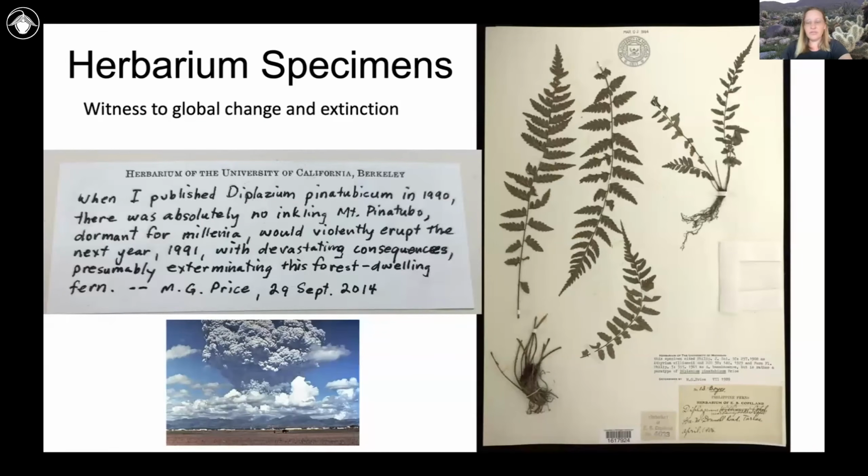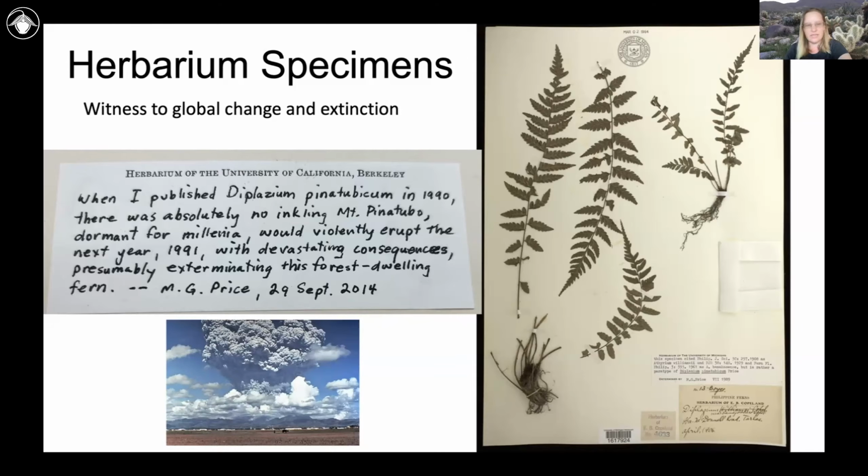And then the other thing about herbarium specimens is they can be a witness to global change and extinction. We think about extinction and the biodiversity crisis as being largely man-made changes, but in some cases, natural disasters can also wipe out species.